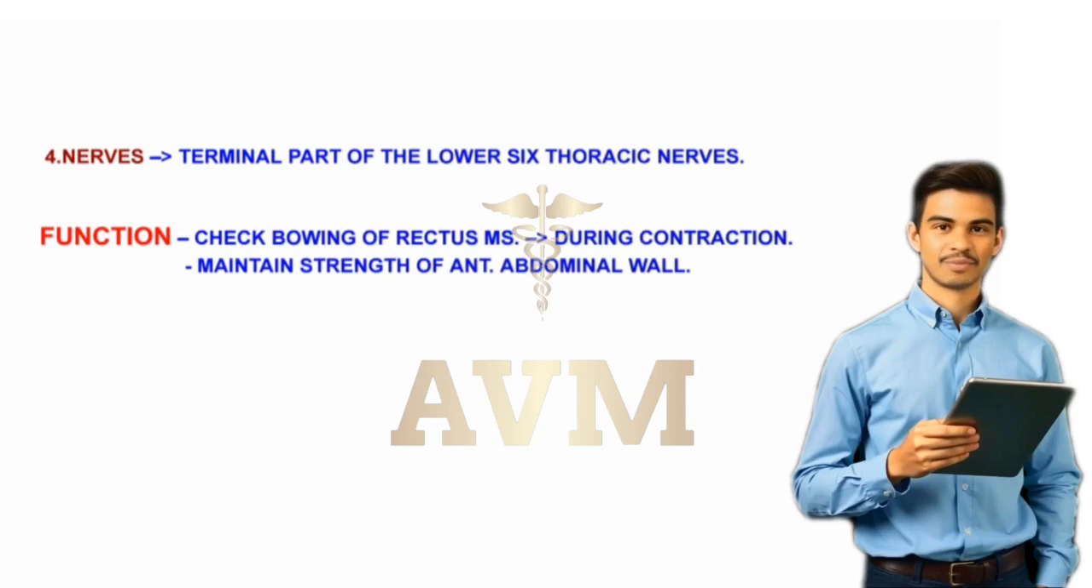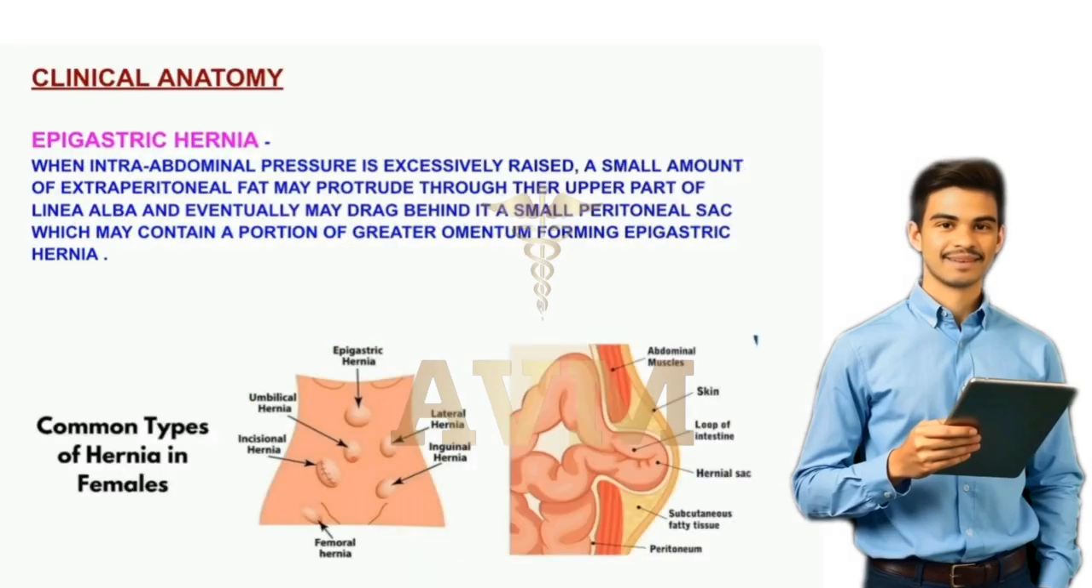Functions: check bowing of the rectus muscle during contraction and maintain the strength of the anterior abdominal wall. Clinical anatomy: epigastric hernia. When intra-abdominal pressure is excessively raised, a small amount of extraperitoneal fat may protrude through the upper part of the linea alba and eventually may drag behind it a small peritoneal sac which may contain a portion of greater omentum, forming epigastric hernia.